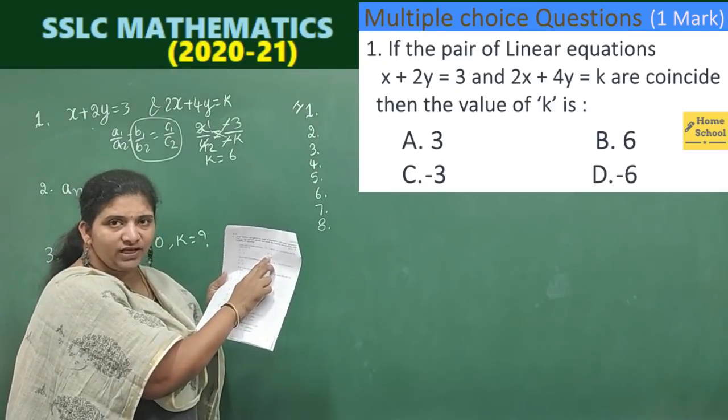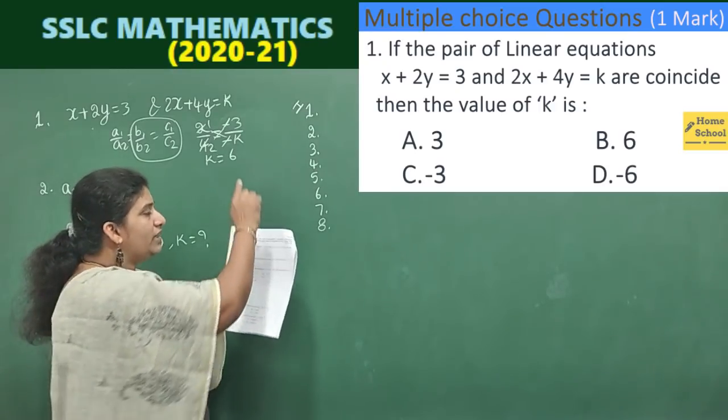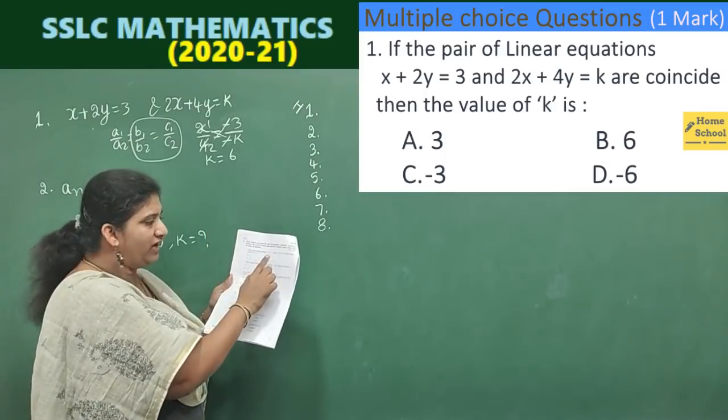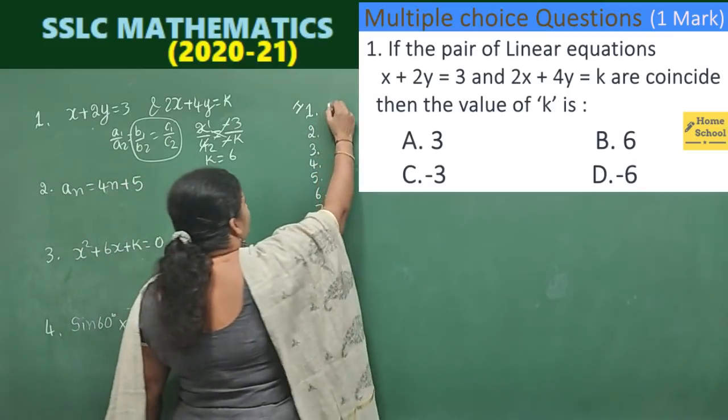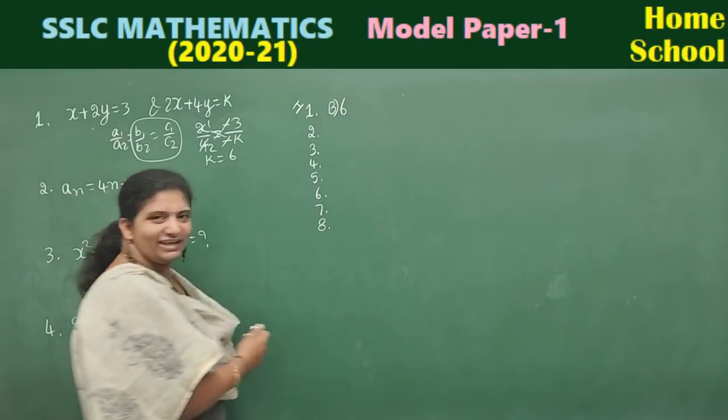See the option carefully and write near the number 1, first main number 1. Option B, 6 is the right answer. Option B, 6. Write like this.